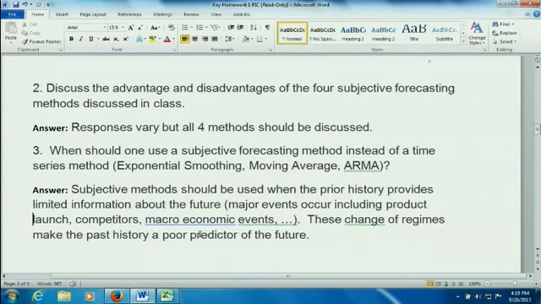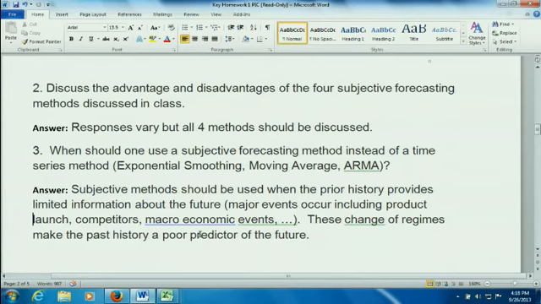When should one use a subjective forecasting method instead of a time series-based method, such as exponential smoothing, moving average, or autoregressive moving average? Well, subjective methods should be used when the prior history provides limited information about the future, such as major events occurring: a product launch, competitors, macroeconomic events, recessions, etc. So if you think next year is going to have nothing to do with the previous year, don't use last year's data to forecast, right?